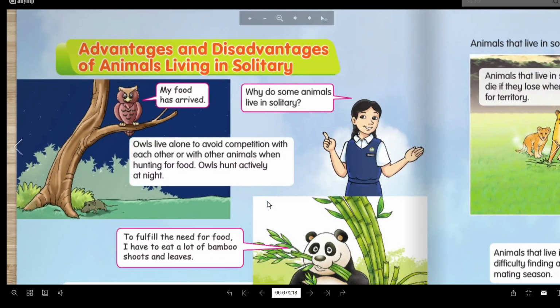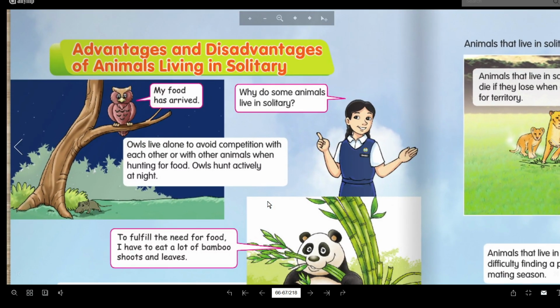So let's see this. Because we learned that some animals live alone, right? So let's see their advantage and disadvantage. So he's saying my food has arrived.